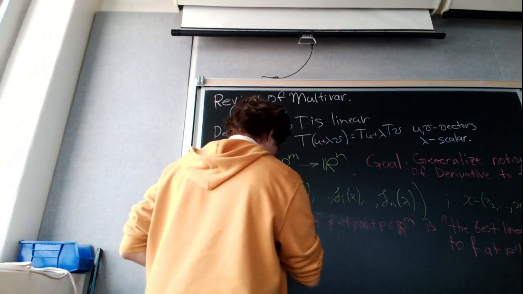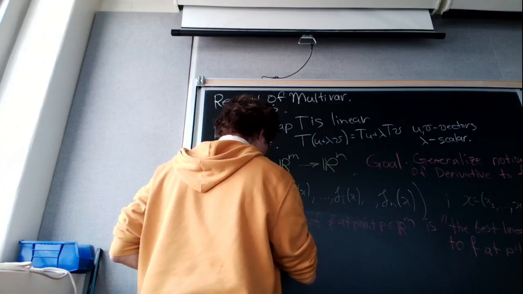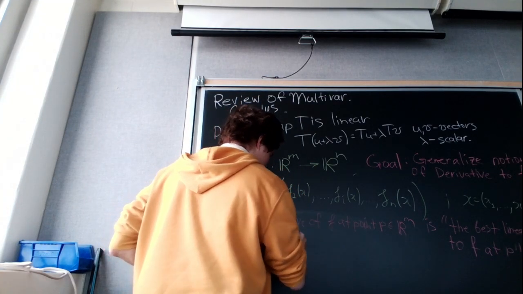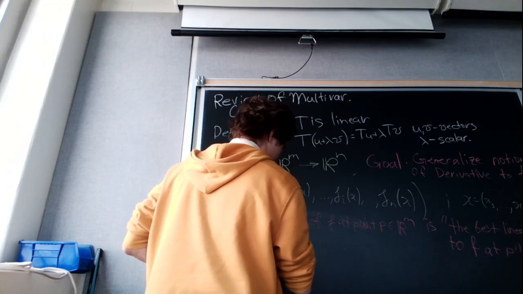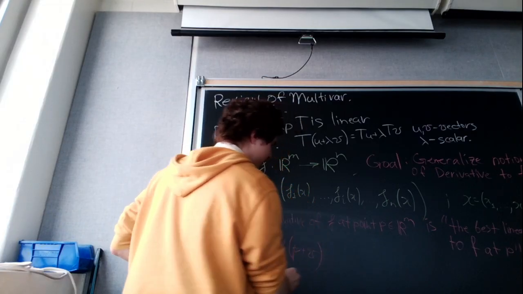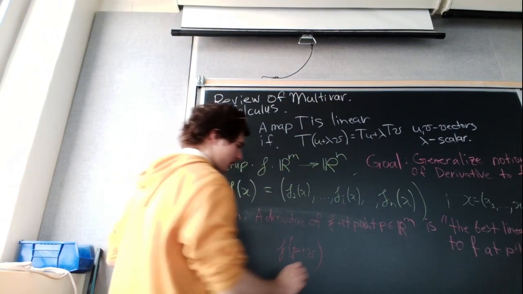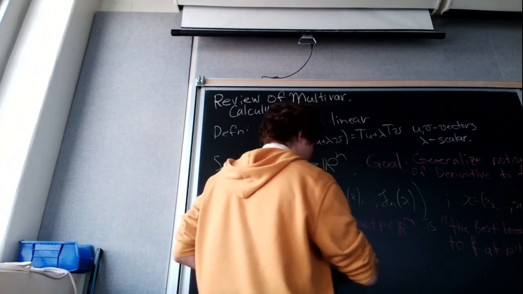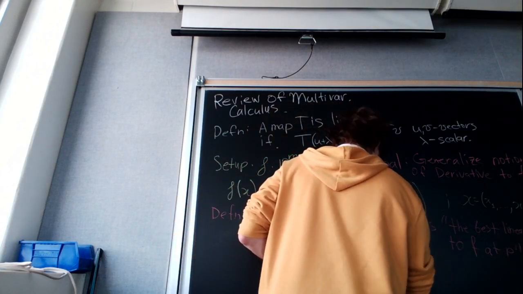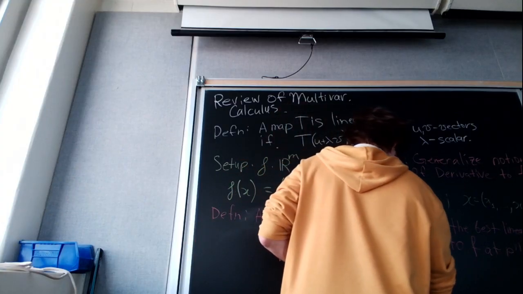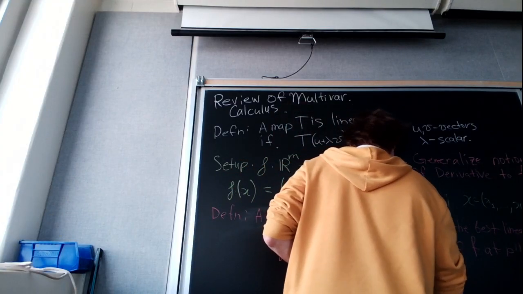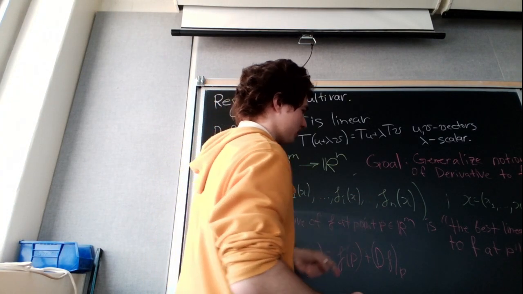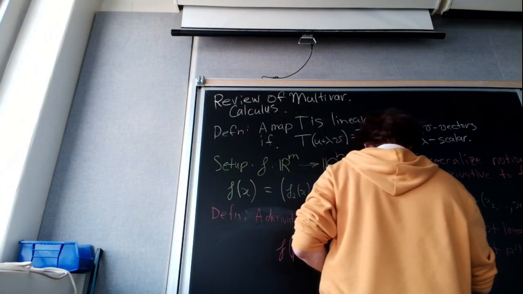What do I mean by this? I mean that if I write f at the point p plus some vector v, then I should be able to write this as f of p plus some df, the best linear approximation at p. I'll write it down later.